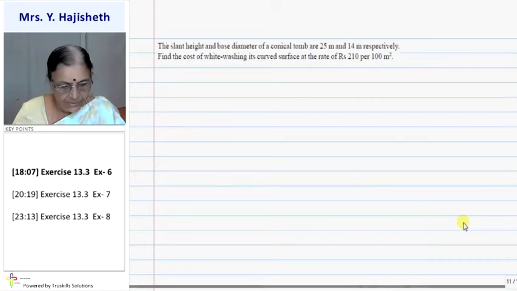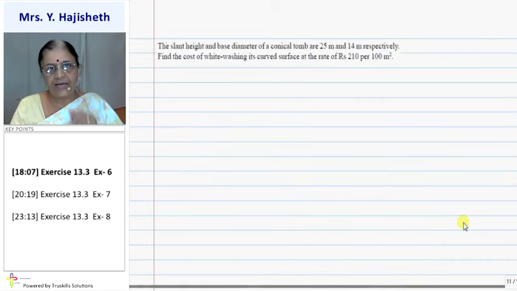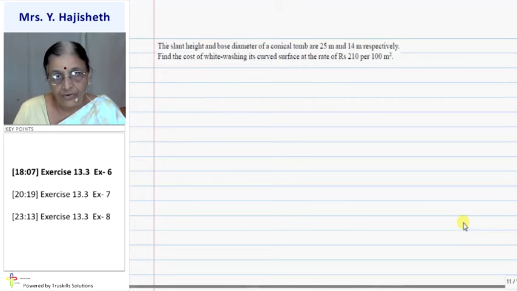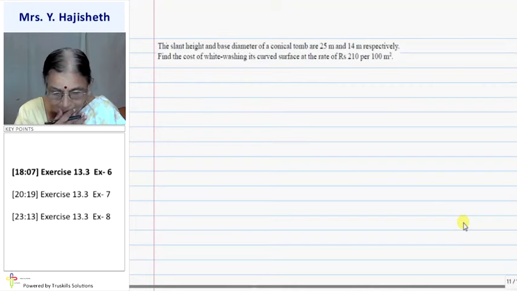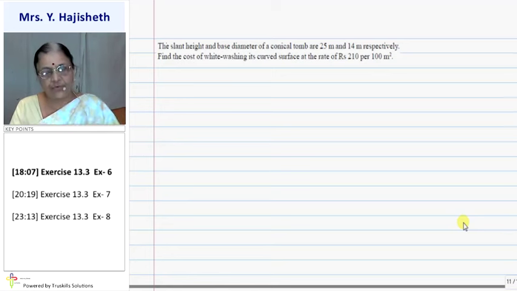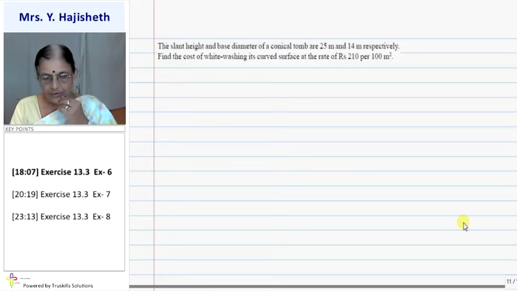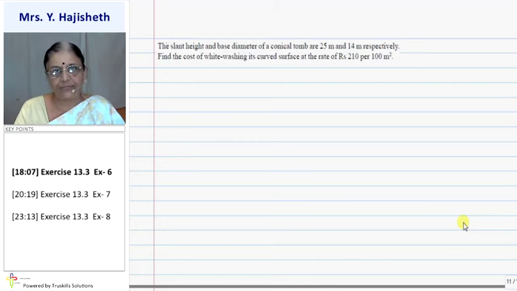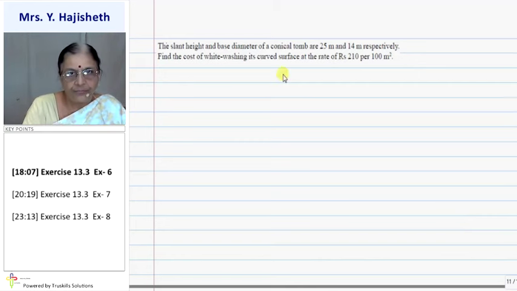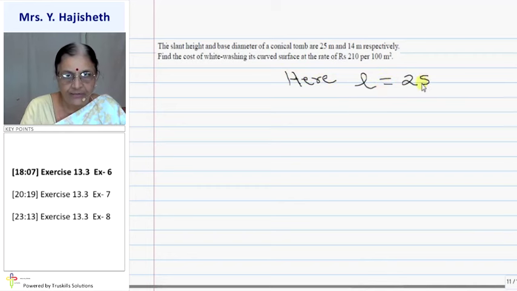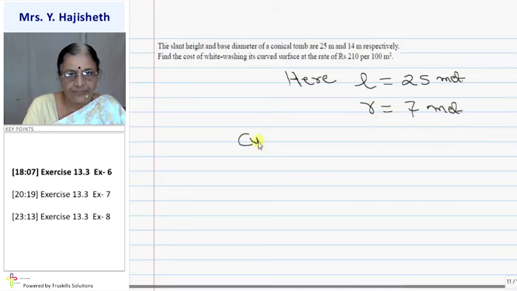Now, the next sum. The slant height and base diameter of a conical tomb are 25 meter and 14 meter respectively. Find the cost of whitewashing its curved surface area at a rate of rupees 210 per 100 meter square. Here, l is given as 25 meter, and the diameter is 14, so the radius is 7 meter. Now curved surface area.